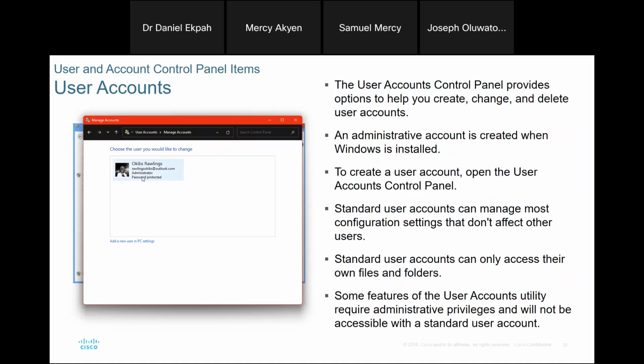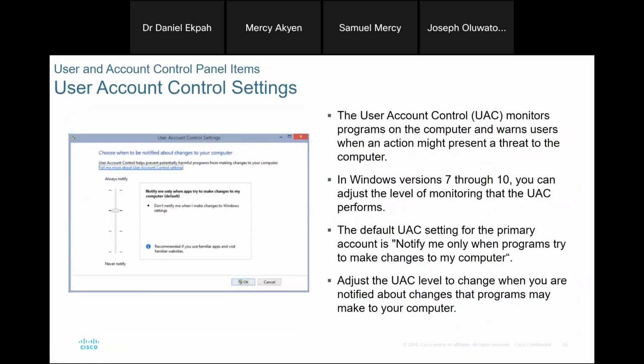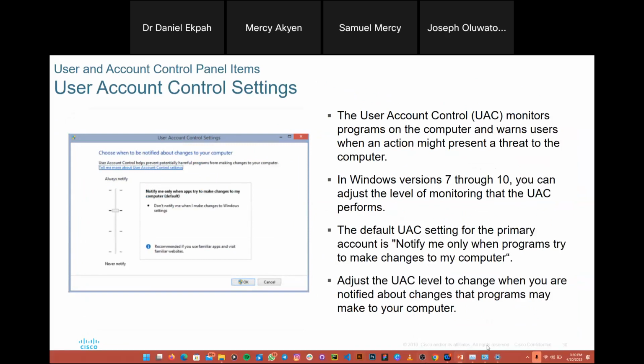So as you can see, this is my administrator account. You can see here, administrator. So this is the main account, password protected. So if I should create a new user, that would be a standard user. So let's look at this. And user account control settings. The user account control monitors programs on the computer and warns the user when an action might present a threat to the computer system.